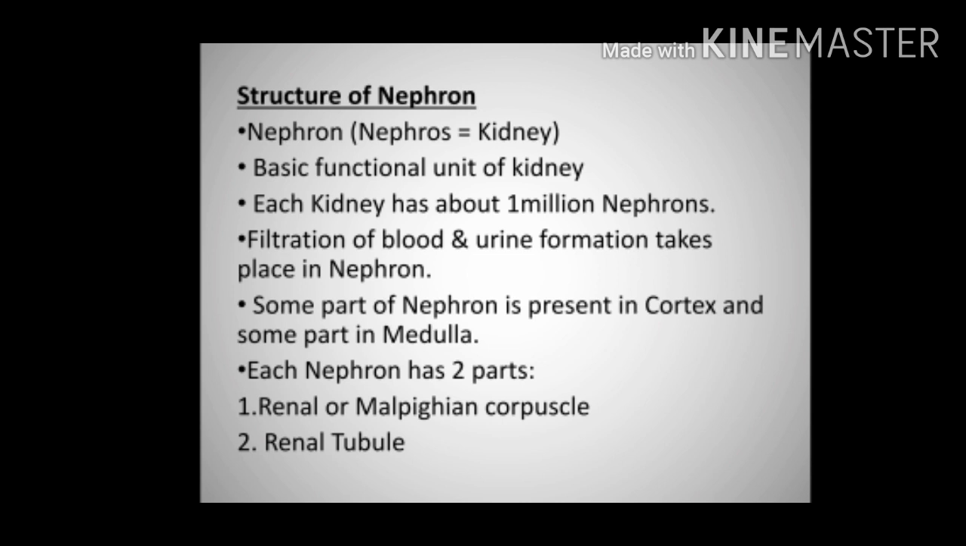Location of nephron. Nephron is present in the kidney. As we know, kidney has cortex and medulla part. Some part of nephron is present in cortex and some part in medulla. Each nephron consists of two parts, renal corpuscle or Malpighian corpuscle and renal tubule.